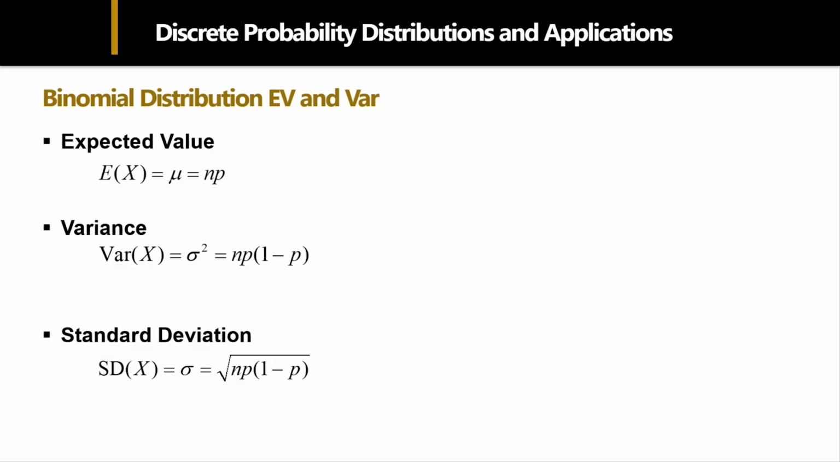The expected value of a binomial distribution, or mu, is n, the number of trials, times P, the probability of success. The variance of the distribution, whatever it happens to be, is calculated as n times P times 1 minus P. So the number of trials times the probability of success times the probability of failure. Standard deviation is just the square root again of the variance.